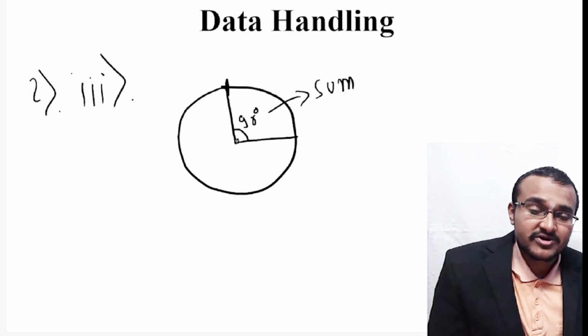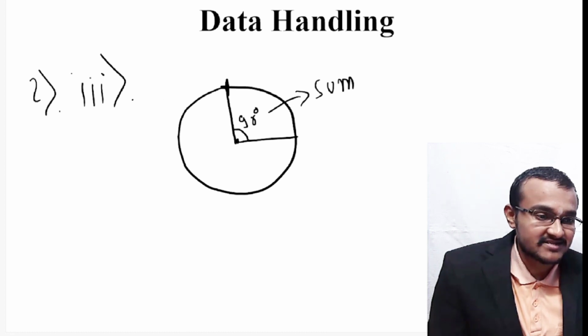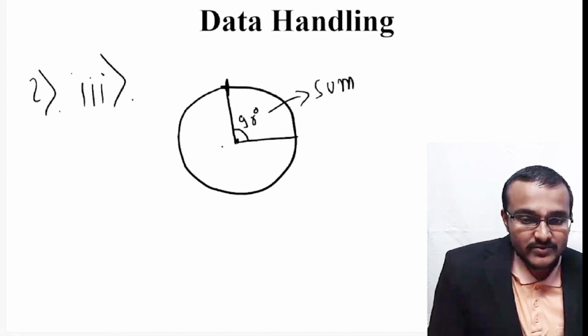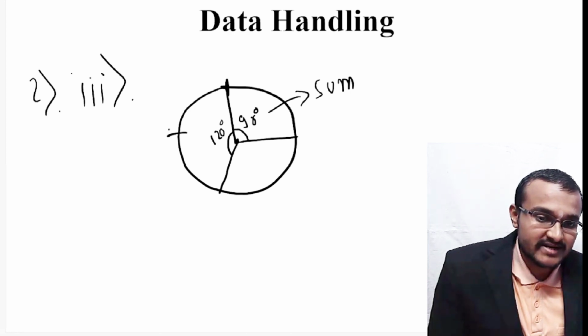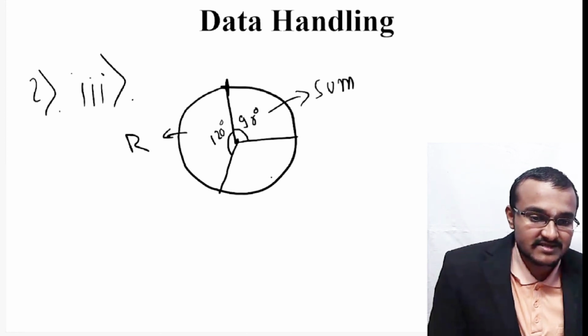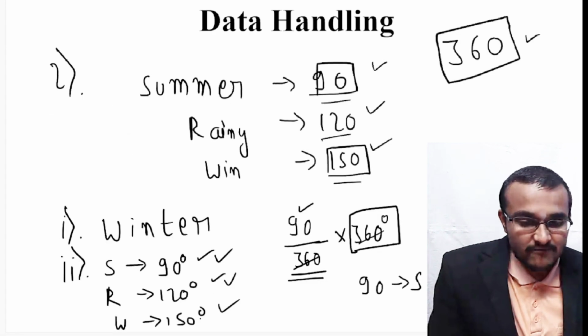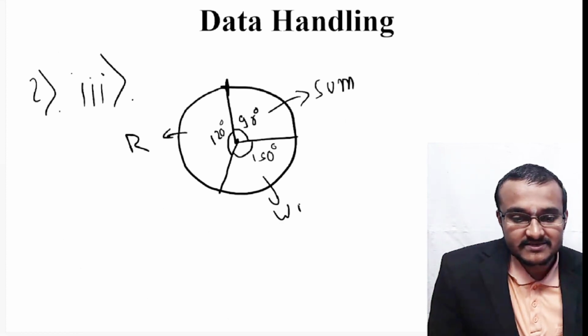Similarly, keep the protractor on this particular point, and from this line you measure the next angle, which is for the rainy season, that is 120 degrees. So 120 degrees will be somewhere around here. So this is 120 degrees, and this 120 degrees will represent the rainy season. Similarly, the remaining part will account for this 150 degrees. So this is 150 degrees, which accounts for the winter season.